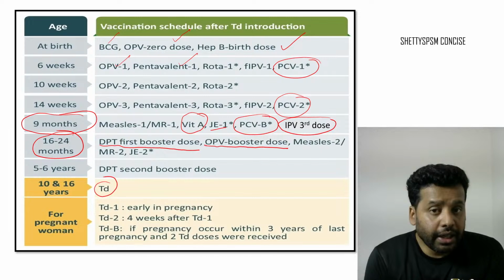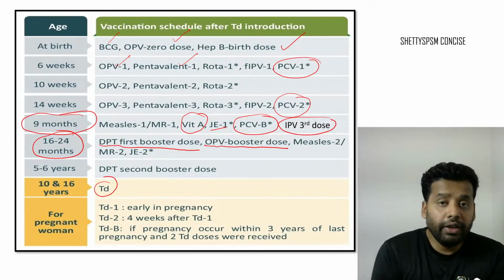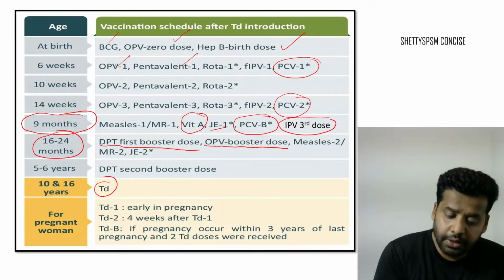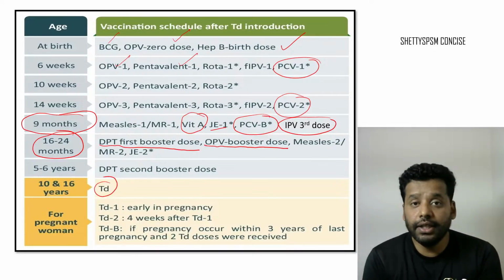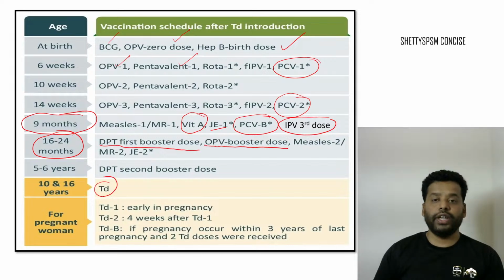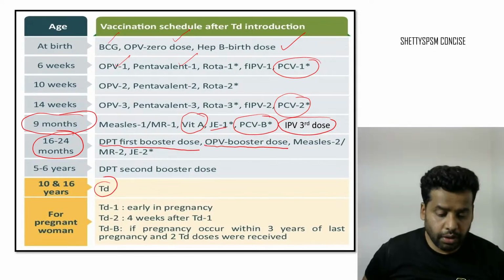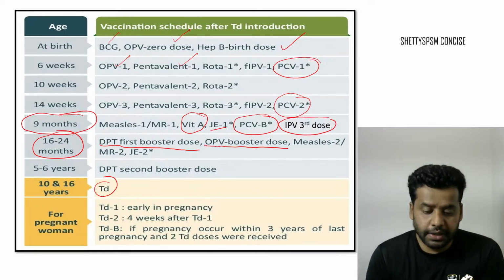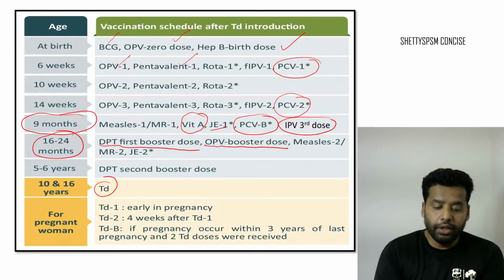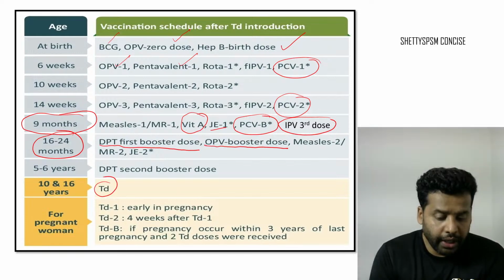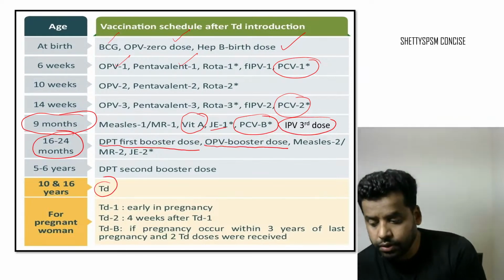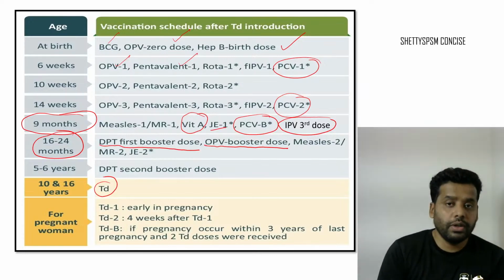So TD1 and TD2. At 10 years we are using TD1, and at 16 years we are using TD2 doses. How many doses of TD? 2 doses. Good. Then come to pregnancy. TD1 and TD2 means we are giving 2 doses of TD at a gap of 4 weeks. Repeat the words: 2 doses of TD at a gap of 4 weeks.